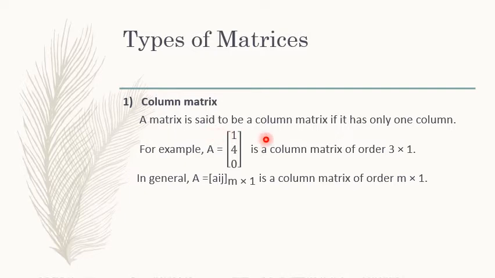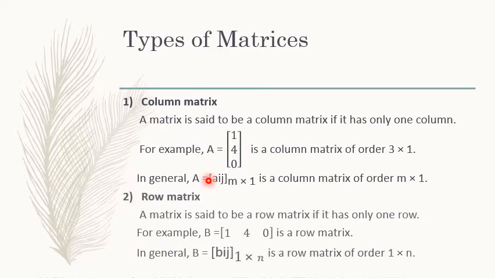A matrix is said to be a column matrix if it has only one column. Here, this matrix A equal to 1, 4, 0 is only a column. That is, it's a column matrix of order 3 by 1. 1, 4, 0 are the elements. So these types of matrices are called a column matrix. In general, an m by 1 matrix is a column matrix of order m by 1.